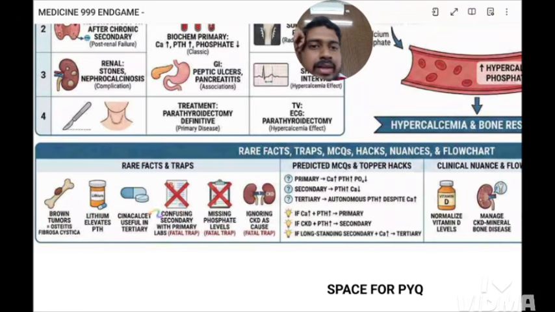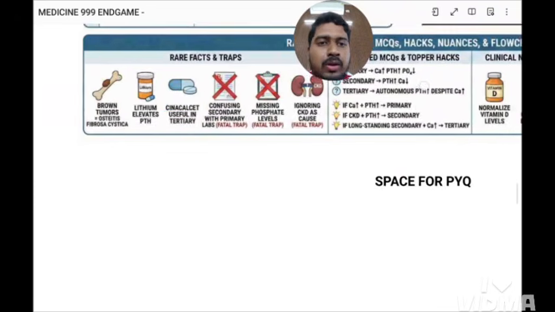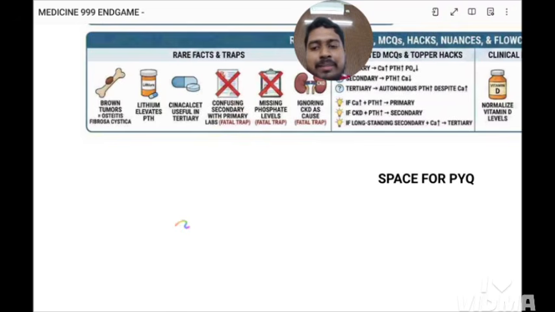Okay. Next, lithium actually increases PTH levels. Just remember this, not a very useful fact. Cinacalcet is useful in tertiary hyperparathyroidism. So how cinacalcet works, for that you should know what happens in tertiary hyperparathyroidism.